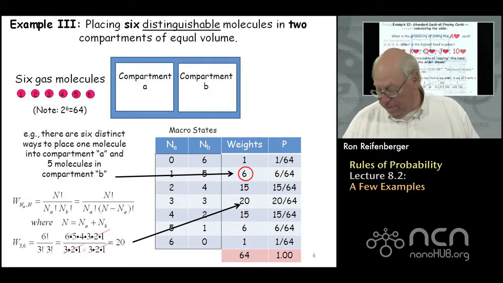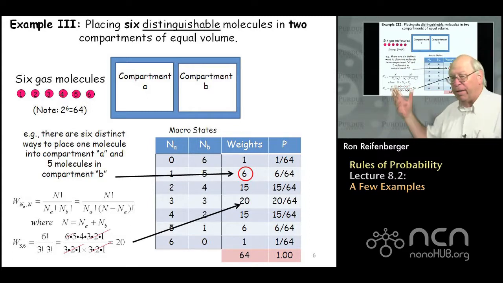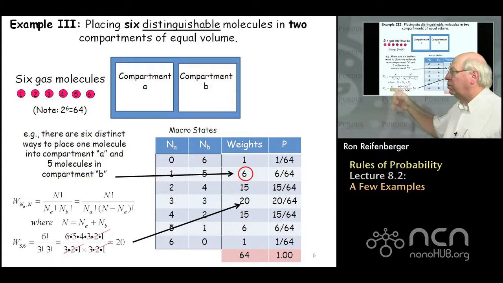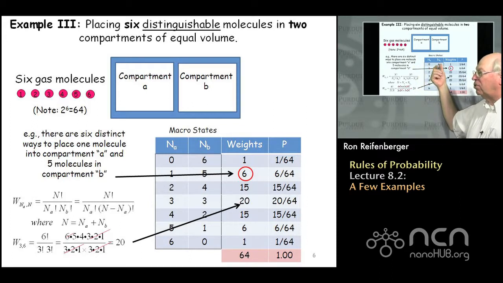And then the last example, I'm running a little late. The last example is basically placing 6 molecules into 2 compartments of equal volume. So I've got compartment A and I've got compartment B, right? So let's say these 2 compartments are connected up together. I put 6 gas molecules in there. And I just want to know what's the probability that, let's say, all 6 gas molecules are in compartment B. What's the probability that, let's say, all 6 molecules are located in compartment A?